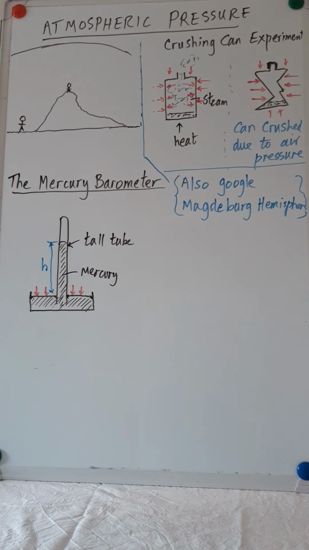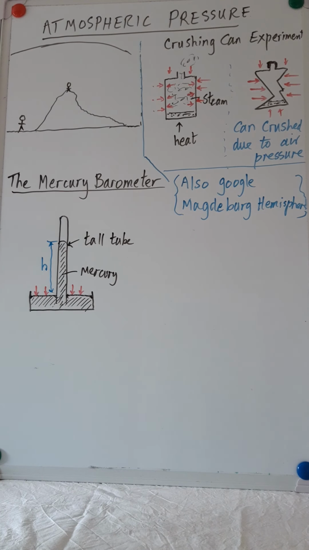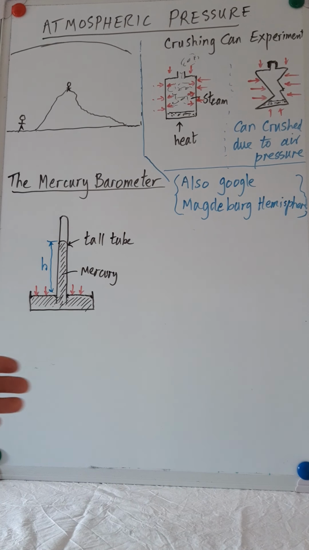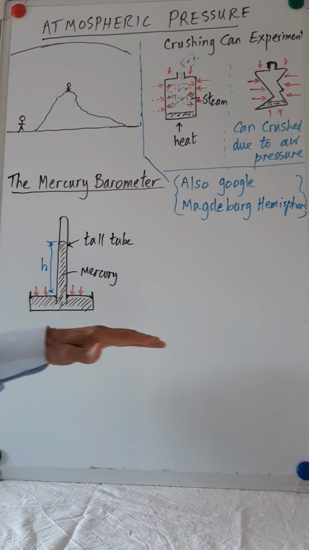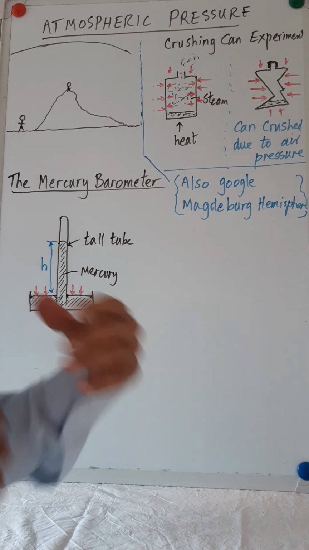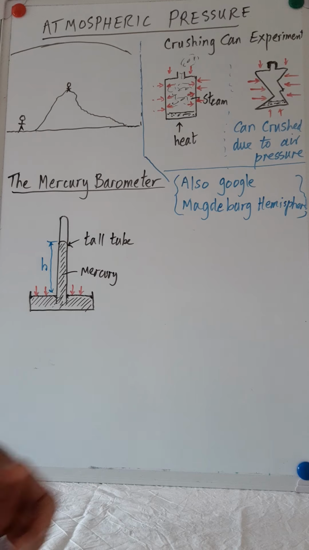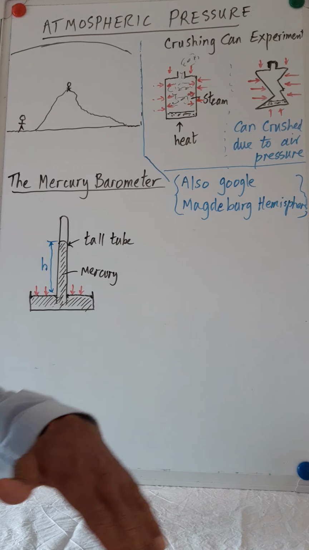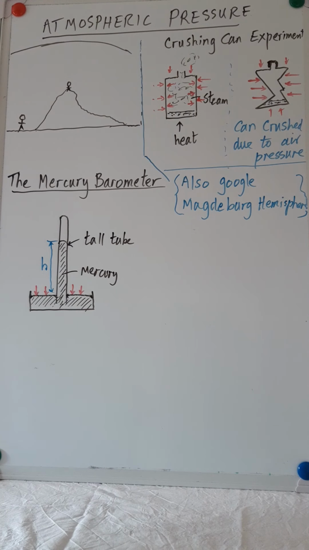Now, this video is about atmospheric pressure. In the last video, we talked about the pressure in a liquid, the pressure in the water, and we said that as we go deeper under the water, the pressure increases because there are more and more layers of water which are pressing down on us. Therefore, the pressure is greater.